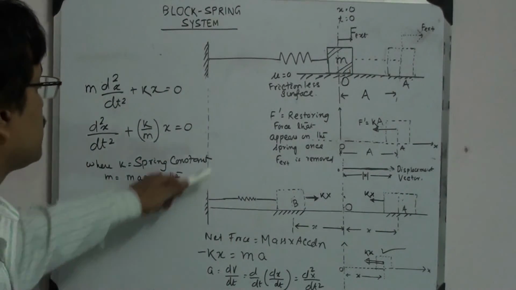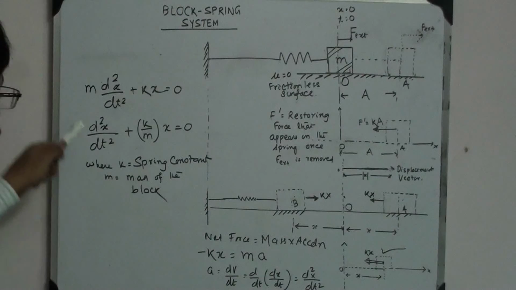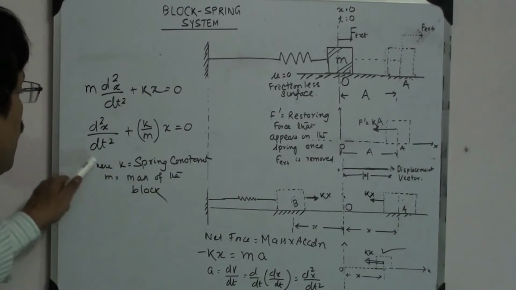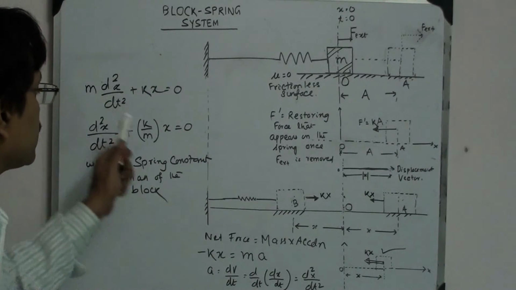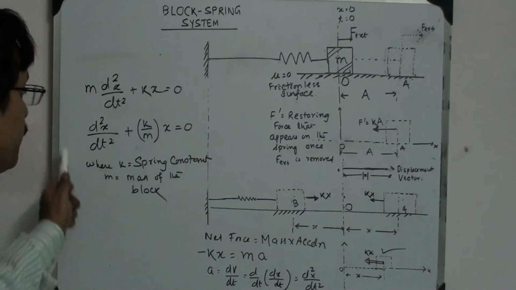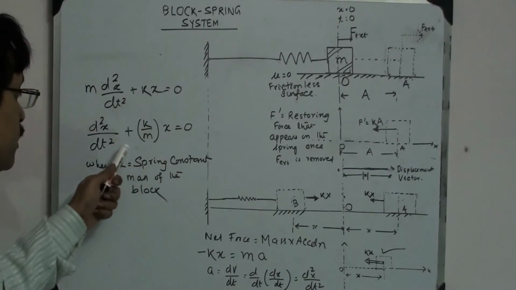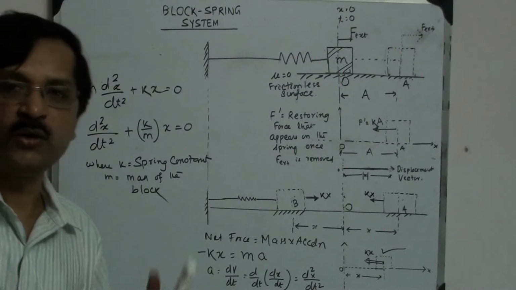That will give us the complete description of SHM in the case of a block spring system, and that depends on how we find the solution to this equation d square x by dt square plus k by m x is equal to 0. A little bit of mathematics is involved here, and next we'll go into how to solve this equation in two different methods.